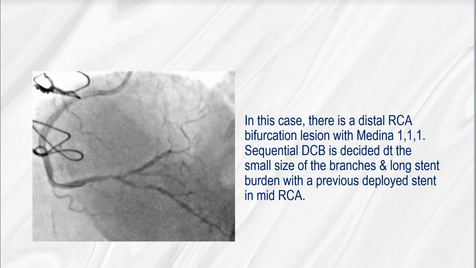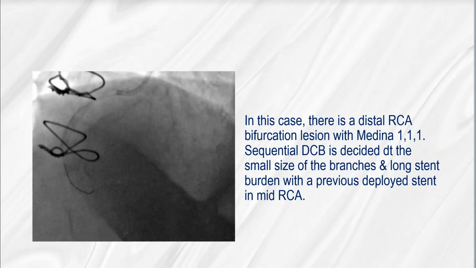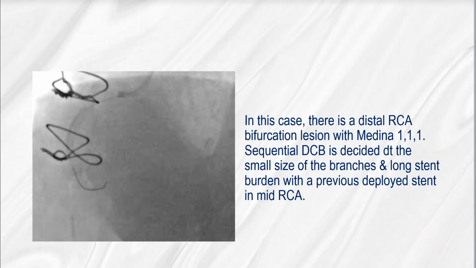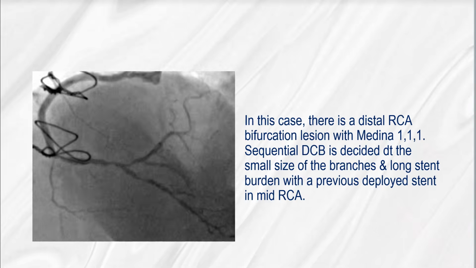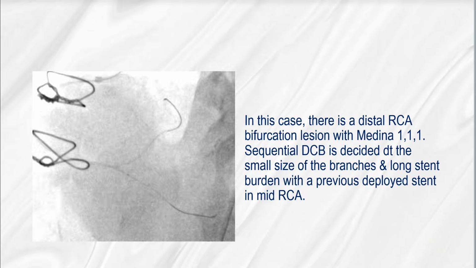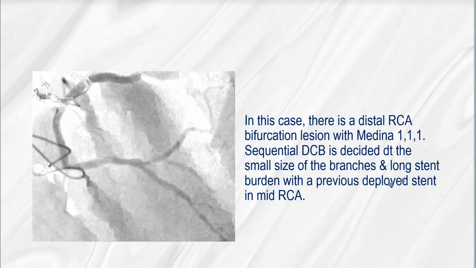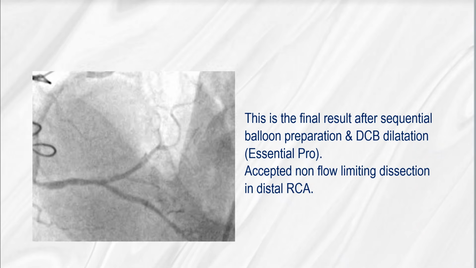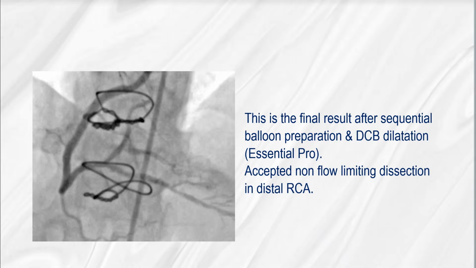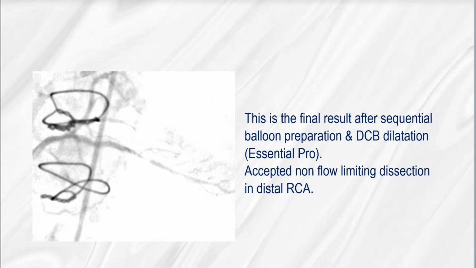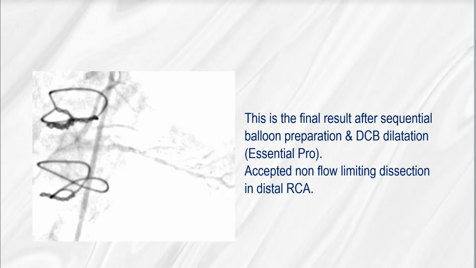In the fifth case, there is distal RCA bifurcation lesion with Medina 1.1.1. A sequential drug-coated balloon is decided due to the small size of the branches and long stent burden with a previously deployed stent in the mid-RCA. This is the final result after sequential balloon preparation and drug-coated balloon dilatation, with an accepted non-flow limiting dissection in the distal RCA. No POT nor kissing balloon inflations were done.